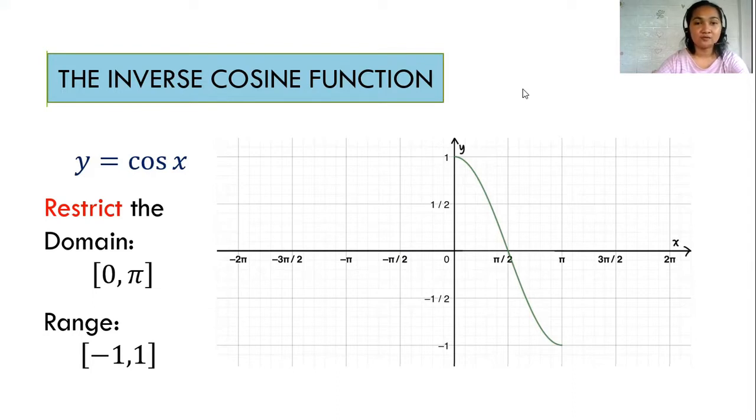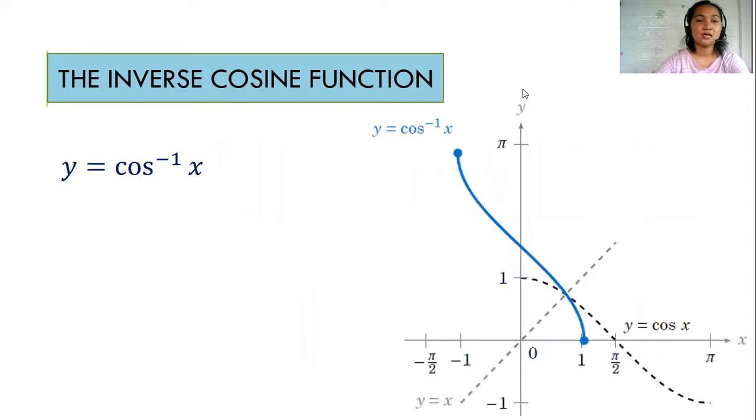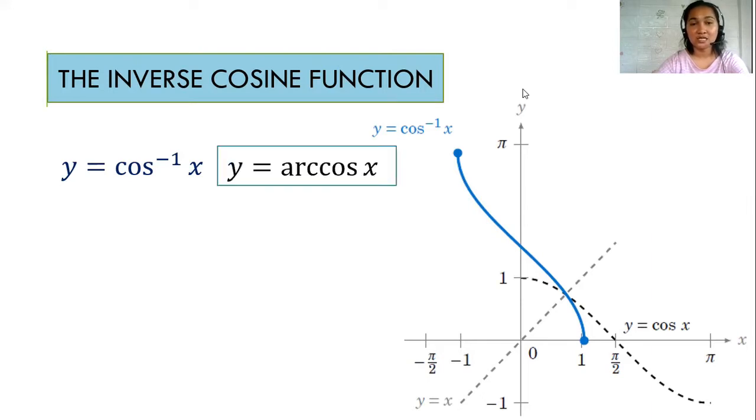For the inverse cosine function, we're not going to show the proof on how to find the inverse of this cosine function anymore, because it is the same as for the sine function. So we'll have y equals inverse cosine x, or y equals arc cosine x. At this point, we now have this curve which illustrates the graph of the inverse cosine function.